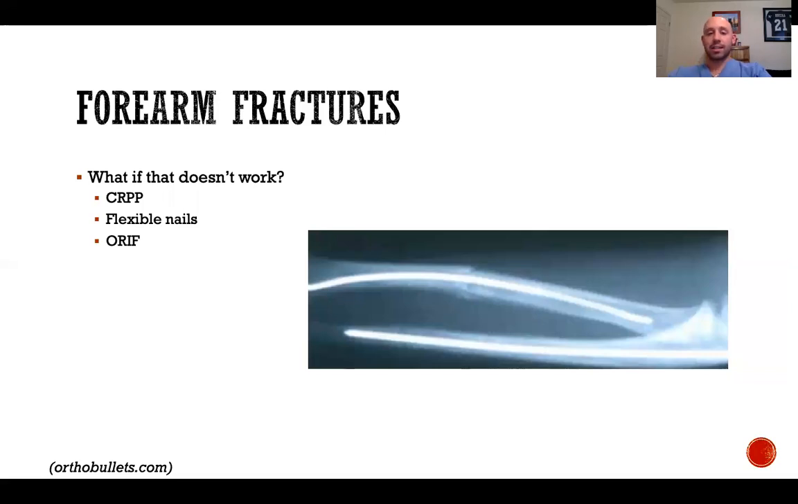For some reason, if that doesn't work, other ways to treat both bone forearm fractures or distal radius fractures are a closed reduction with percutaneous pinning, flexible intramedullary nails, which are pictured here, or you can do an open reduction internal fixation. However, most of the time you have to go back for additional surgery and remove those. That's similar also for the flexible nails. You have to remove those in a couple months after as well.